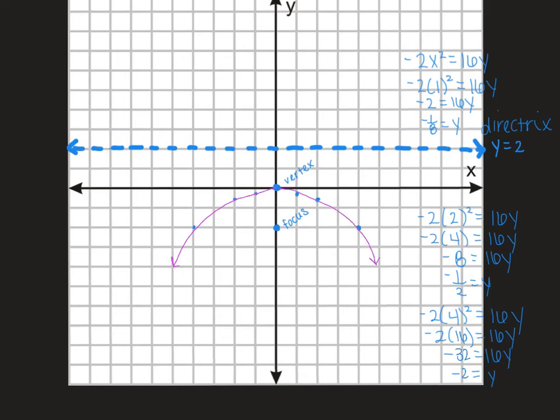Okay, and you can see that it creates a parabola. If I could measure from this point to the focus and also the directrix, I would measure, and I have 1, 2, 3, 4. And I measure over here, and I have 1, 2, 3, 4. So it's the same distance, and that's essentially what a parabola is teaching you.